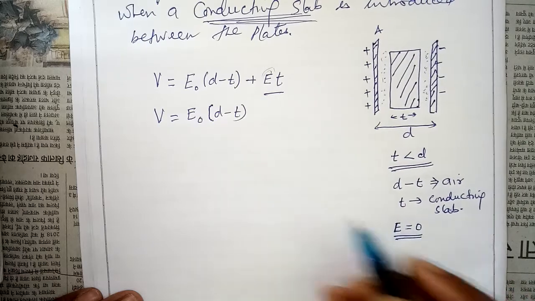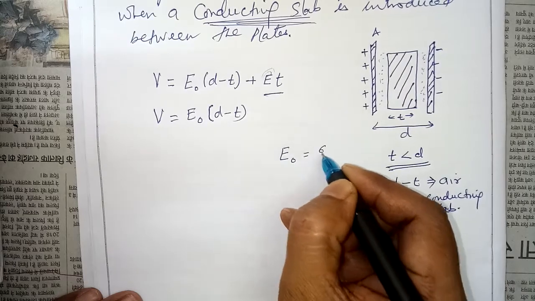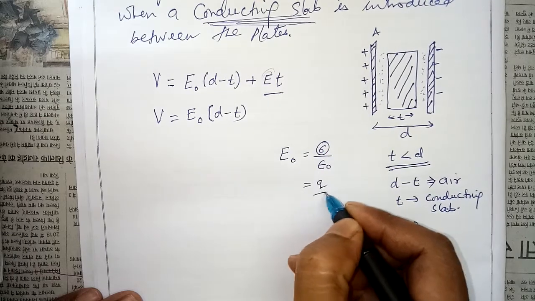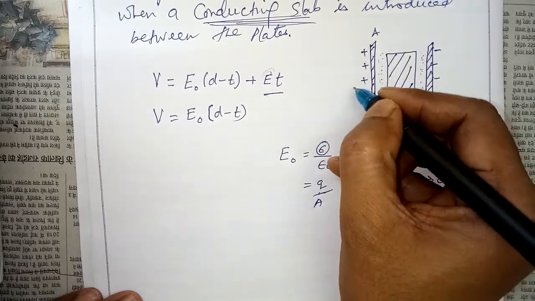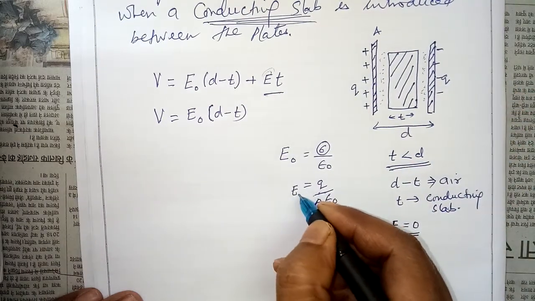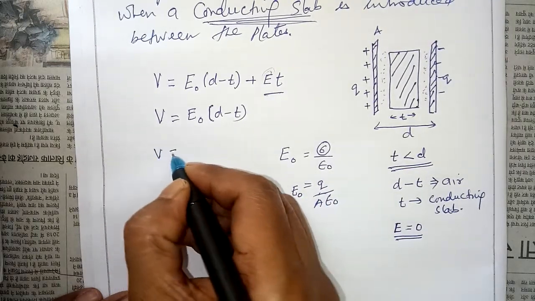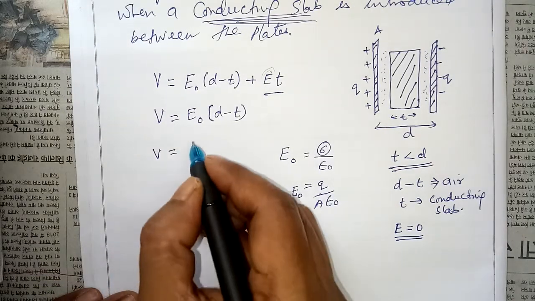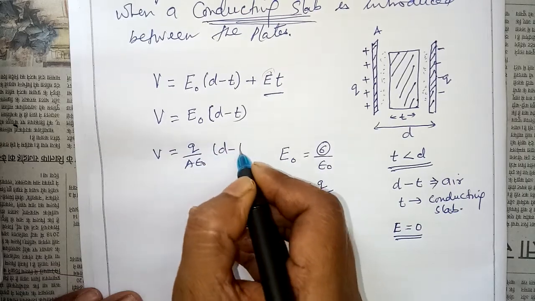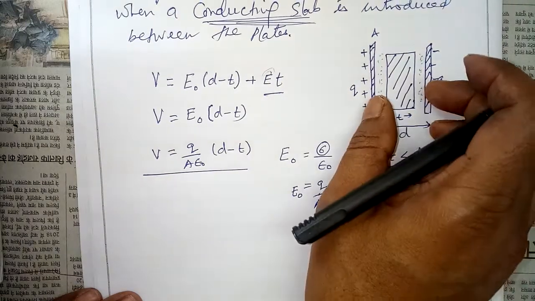Also we know that E naught, the electric field, is given by sigma by epsilon naught, and this surface charge density sigma is given by Q by A, where A is the cross-sectional area and Q is the charge on the plates of the capacitor. So we get E naught to be Q by A epsilon naught. Substituting here, we get V naught equal to Q by A epsilon naught times D minus T. This is the expression for potential difference between the plates of the capacitor.